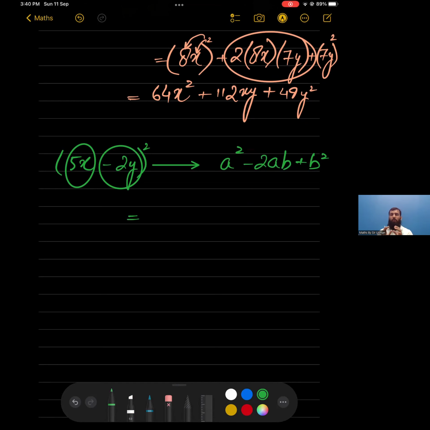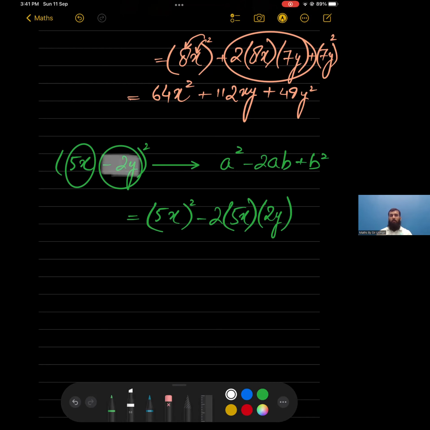Now whenever you are solving identities, you will ignore the signs. You will ignore the sign. So here the b which is negative 2y, we will not use. We will only use positive 2y. So I've got 5x in place of a. Then minus 2 times 5x and times 2y. Now observe one thing over here: we have got negative 2y over here, but I'm not putting negative 2y. I'm using positive 2y.